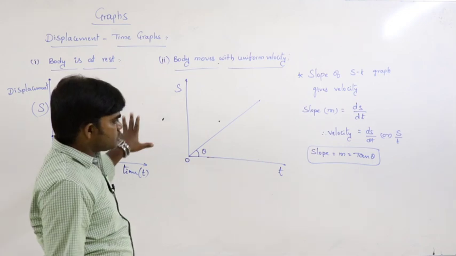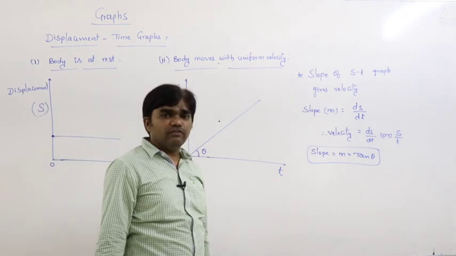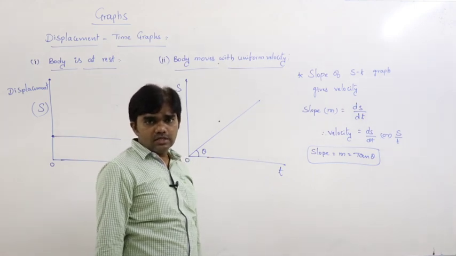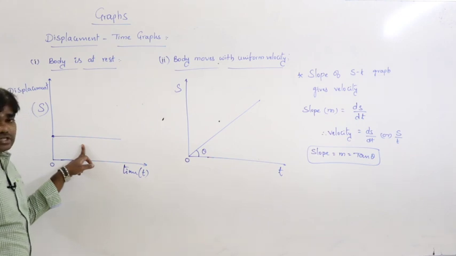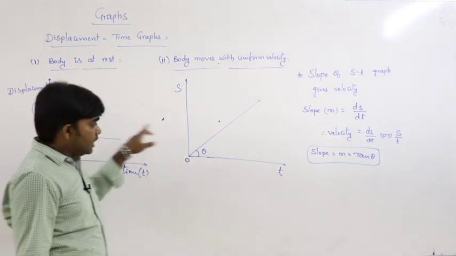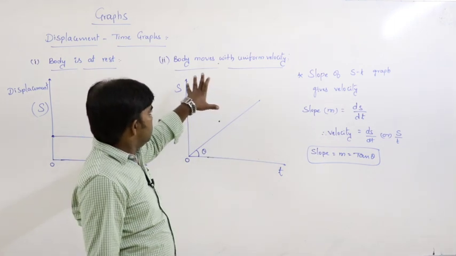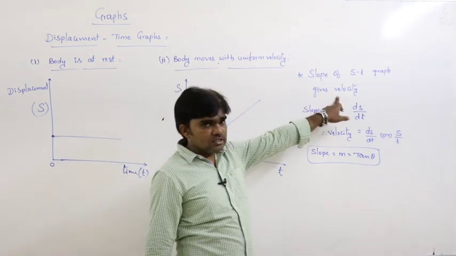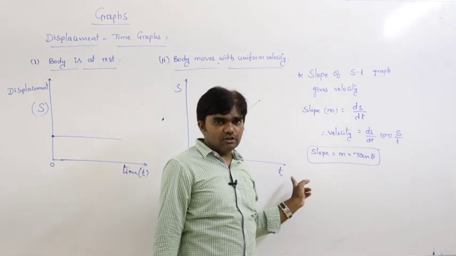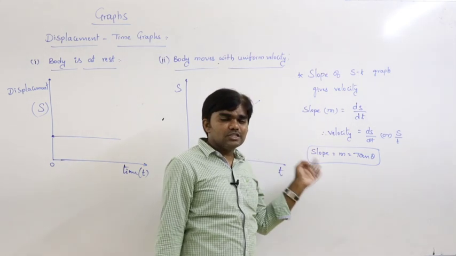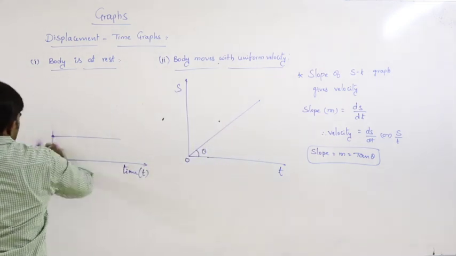So these are the two conditions we discussed: the body is at rest and the body moves with uniform velocity. Here what is the shape of the graph? A straight line parallel to the x axis, and a straight line passing through the origin. The slope of the displacement time graph gives velocity. How can we calculate the slope? Change in y component by change in x component, or if the angle is mentioned, simply calculate tan theta. So next.